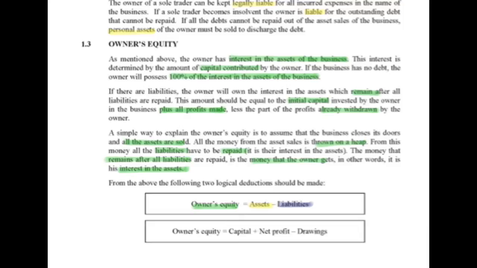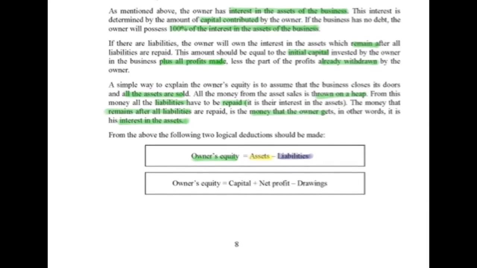Another way of calculating owner's equity as well is to say owner's equity should then, and it doesn't matter which one you use, it should give you the same answer if your bookkeeping is done correctly. Another way of doing it is to say, if I take my capital, so the initial investment from the owner, and I add all of my money made in the business, in other words, the profit generated from the business, I add that to the capital.